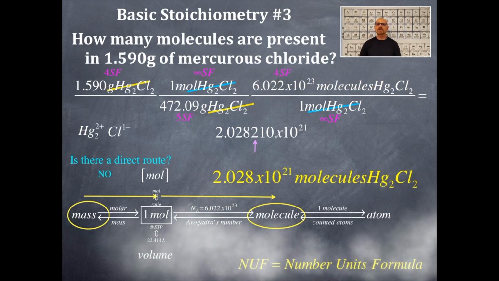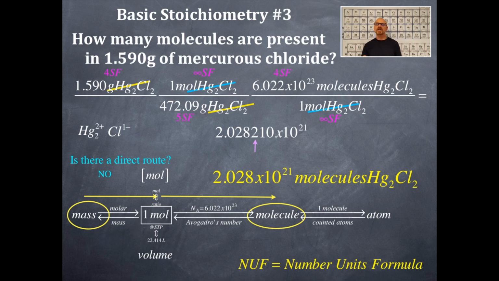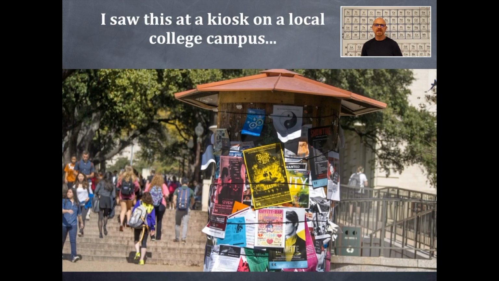And on every single one of these problems, I am thinking about the inverse of fun, or the opposite of fun, and that's nuff. Okay, and that is number, units, formula. On all these stoichiometric problems, I'm writing a number, that's 1.590, units, grams, and then formula, Hg2Cl2. I have that as my beginning number, and I have number, units, formula for every single step. And that way I can cancel out my units, I can cancel out my formula, and then I will have the right answer.